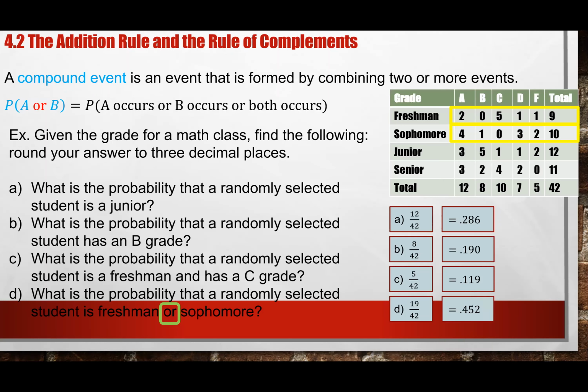19 divided by 42 gives me 0.452. You guys laugh, but a reminder for typing in your calculator: you have to type 19, then the division sign, and then 42. Do not put 42 divided by 19. If your answer is bigger than 1, you probably typed in the wrong number in your calculator.